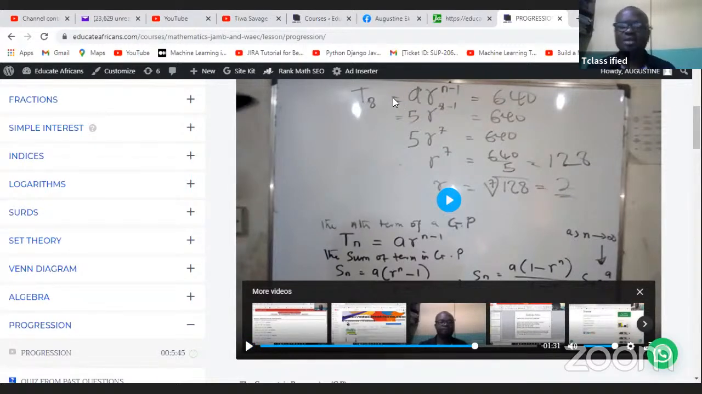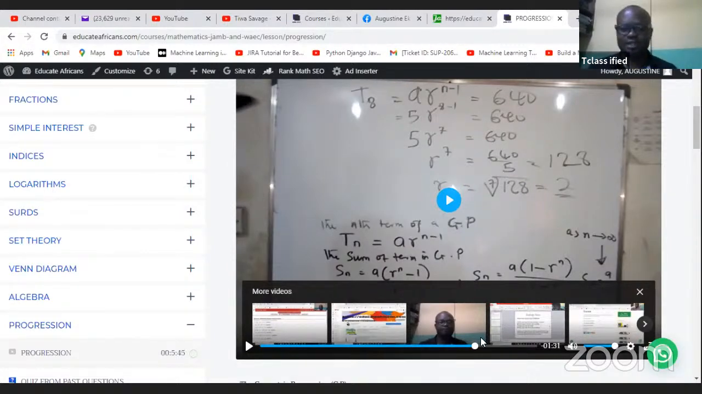The 8th term, you all know the formula for the nth term, A R to the power n minus 1. So since it's the 8th term, 8 will be here. So 8 minus 1 is 7. And we know that the first term, they told us, is 5. So you make R, which is the common ratio, the subject of the formula, by taking this 5 over here. 640 over 5 is 128. So you now find the 7th root of 128, which is 2. That becomes your answer.